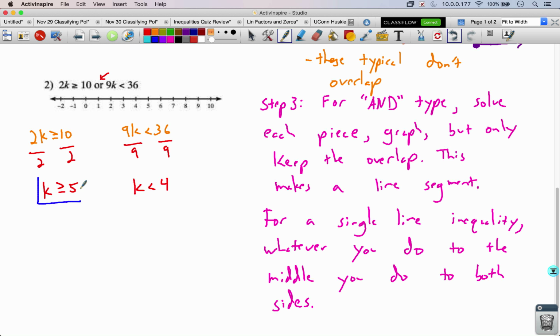These are our algebraic solutions. We still want to box these. Let's keep the word OR in between. Now when I go to graph them, I'm going to just keep both of these graphs.